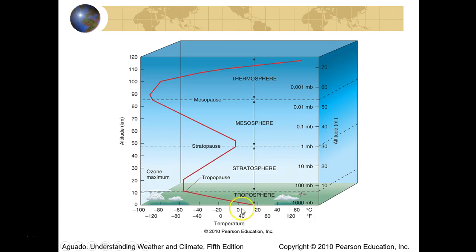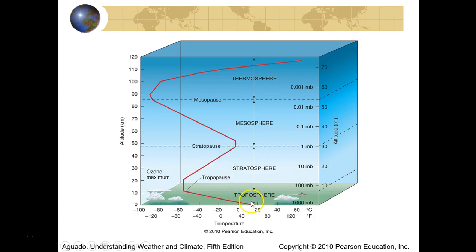red line. This red line really shows you how the temperature changes with altitude. If the line goes back to the left, it gets colder. If it goes straight up and down, that means it's leveling out. And if it goes back to the right, that means it's warming up.